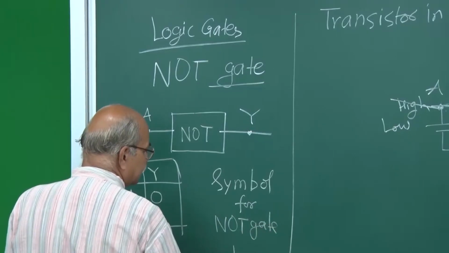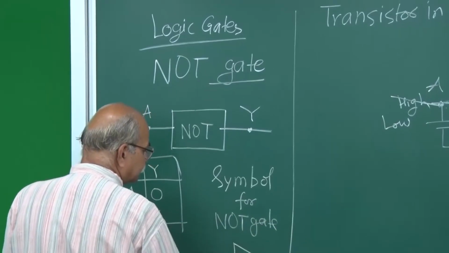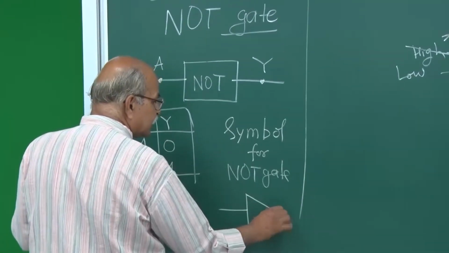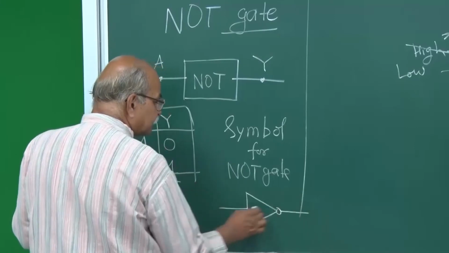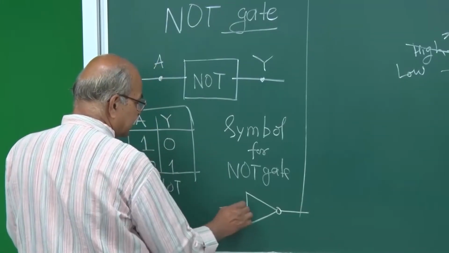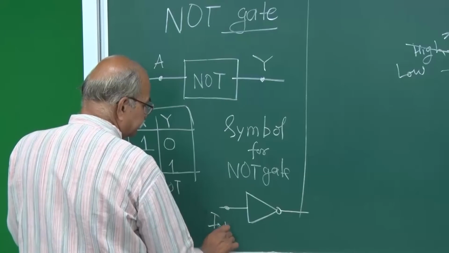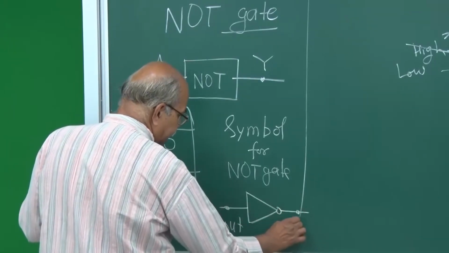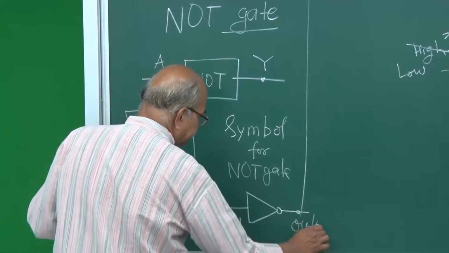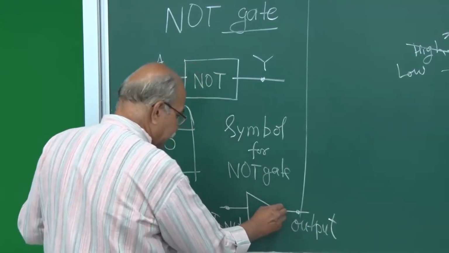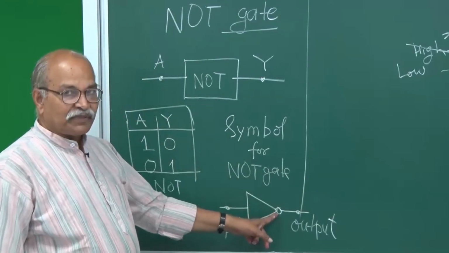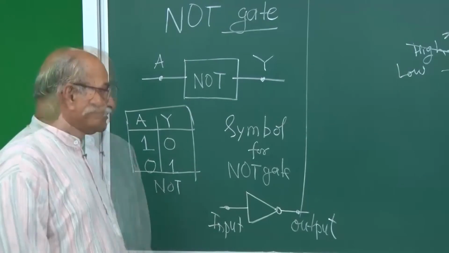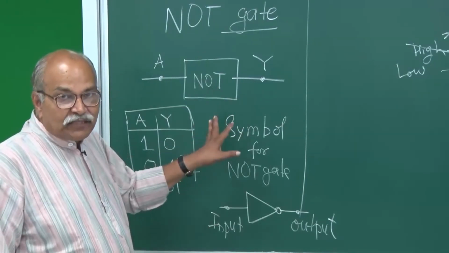That symbol is: you put a triangle, put a line here, a small circle here, and then a line here. This side is the input side, and this side is the output side. The circle denotes the NOT operation. So this is the symbol for the NOT gate, the simplest one.